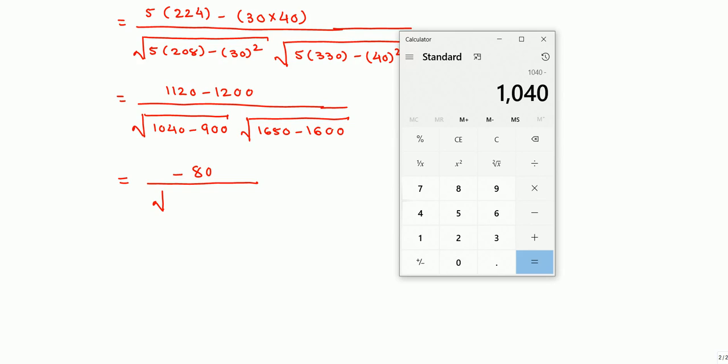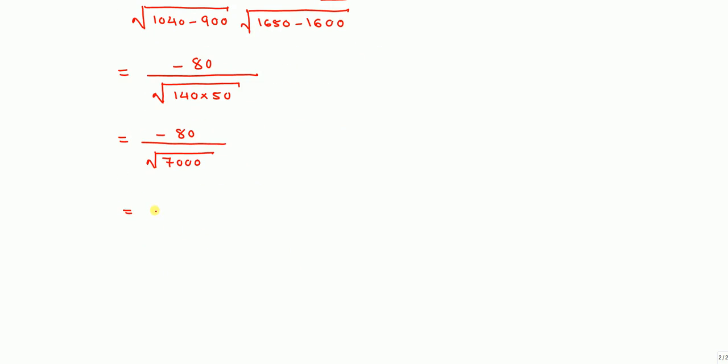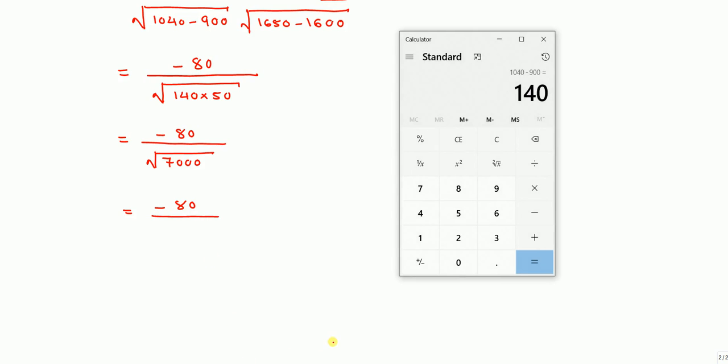1040 minus 900 equals 140, into 1650 minus 1600 equals 50. It is equal to minus 80 divided by under root of 14 5s are 70, which is 7000, and the square root is 83.67.